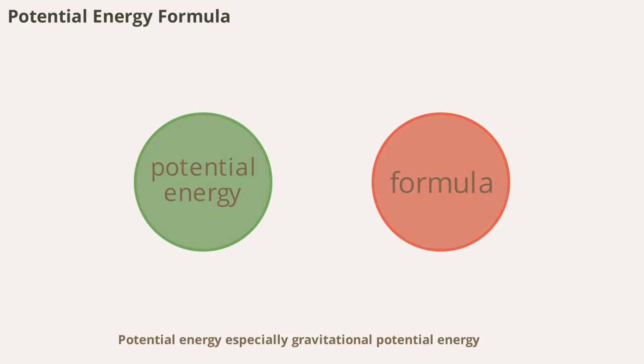Potential energy, especially gravitational potential energy, is given by the formula P equals mgh, where m is mass, g is acceleration due to gravity, and h is height above the ground. This formula is derived by considering the work needed to lift an object against gravity. It highlights how potential energy depends on position and can be converted to kinetic energy when the object falls.